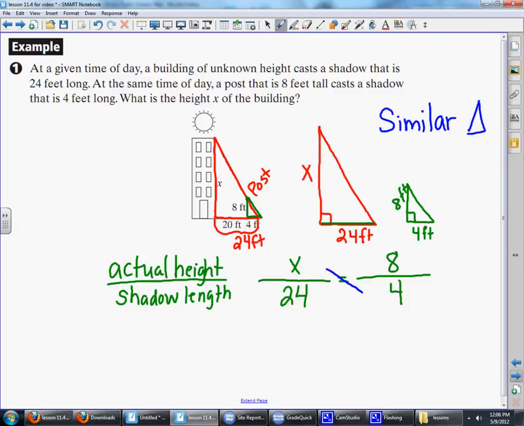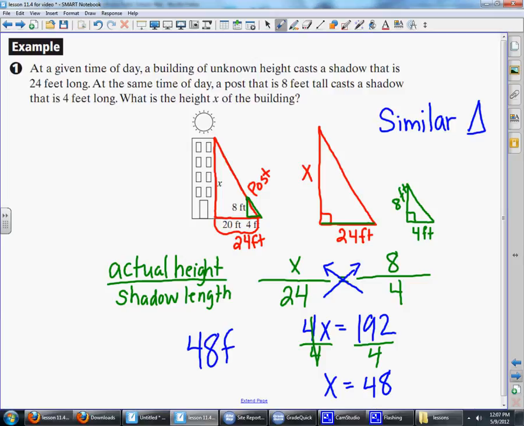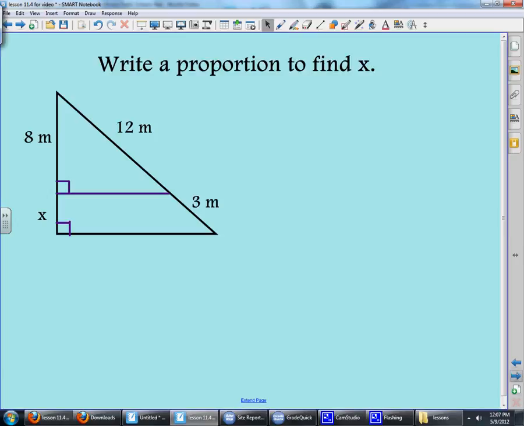Now to solve proportions, we've done this before this year, so we can just cross multiply. We have 4x equals 24 times 8, which is 192. And then to solve, we're going to divide by the coefficient. So 4x divided by 4 is just x, and 192 divided by 4 is 48. So that means that the building height is 48 feet tall. So that's how we can use triangles to help us find unknown heights.